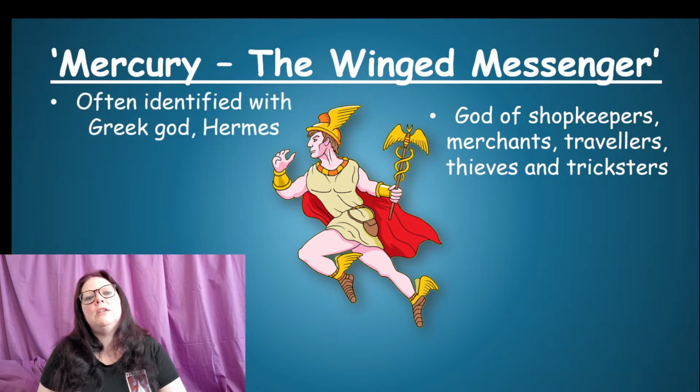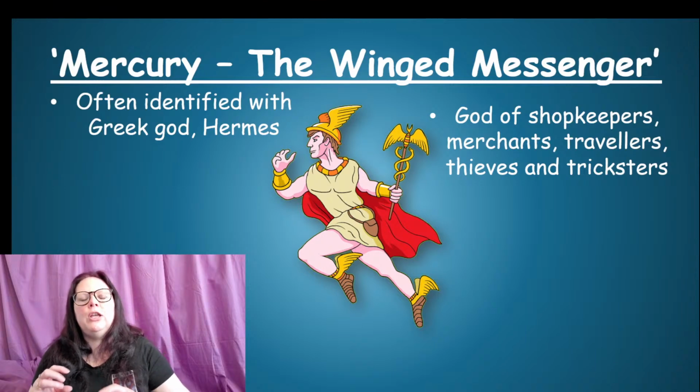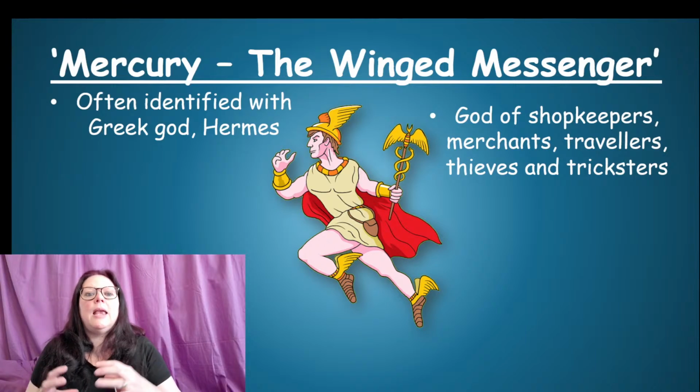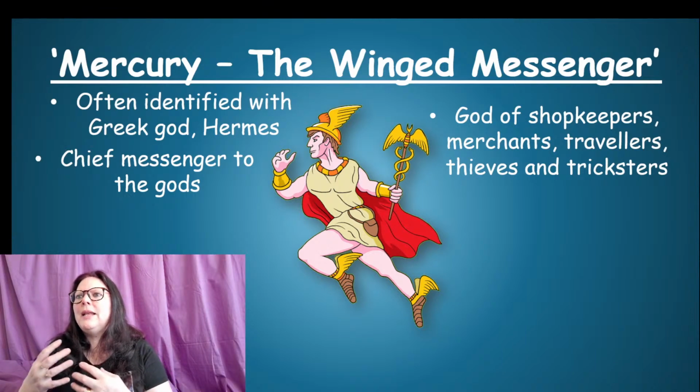He's often identified with the Greek god Hermes. It's amazing how often the Greek god and the Roman god are basically the same character. They have the same characteristics. They look the same. And we'll come across that again next week when we look at Jupiter. He's the chief messenger of the gods. And what I also should have said was he's the many similarities.